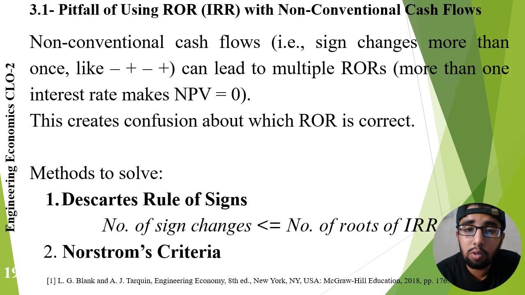Now, the pitfall of using ROR with non-conventional cash flows. Although IRR is a useful technique, it has some limitations. One of the major issues occurs when cash flows change signs multiple times throughout the project life. In such cases, multiple IRR values may exist. This creates confusion because more than one interest rate satisfies the NPV equation.